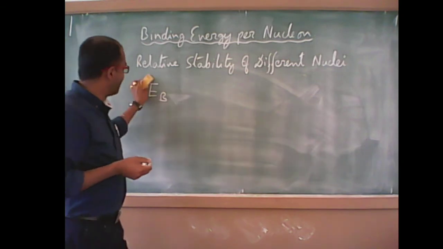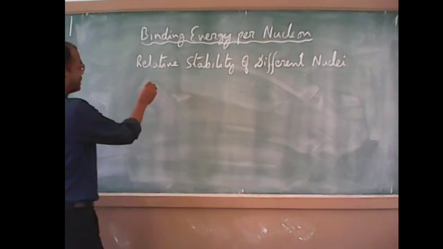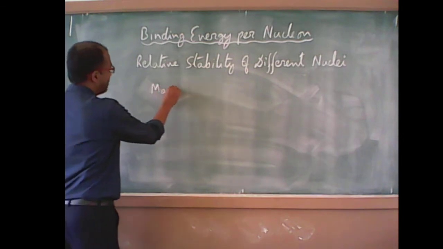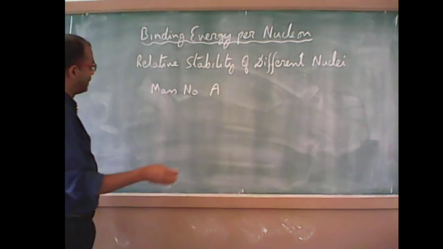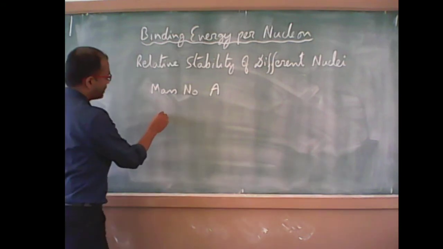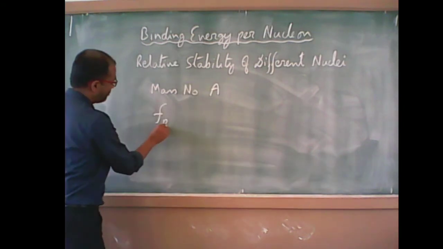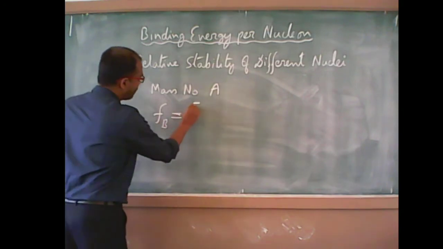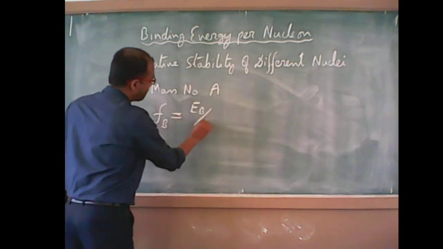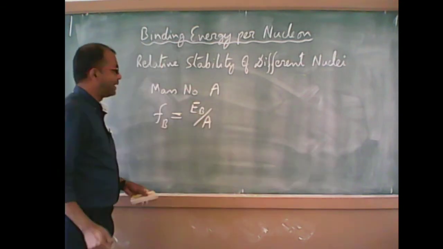So if I have a nucleus having a mass number A, what I need to find is the binding energy per nucleon. We usually denote it Eb, and that is equal to the total binding energy divided by the mass number of the nucleus.